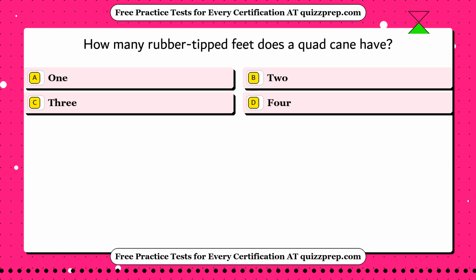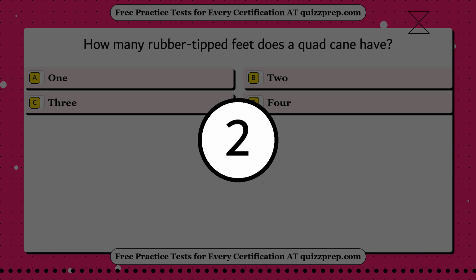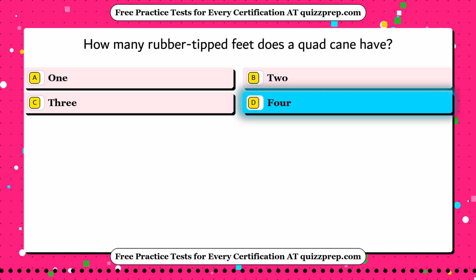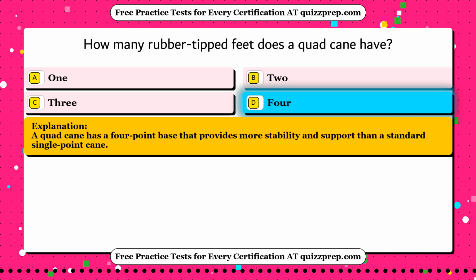Question 84. How many rubber-tipped feet does a quad cane have? Option A, 1. Option B, 2. Option C, 3. Option D, 4. The correct answer is option D, 4. A quad cane has a 4-point base that provides more stability and support than a standard single-point cane.